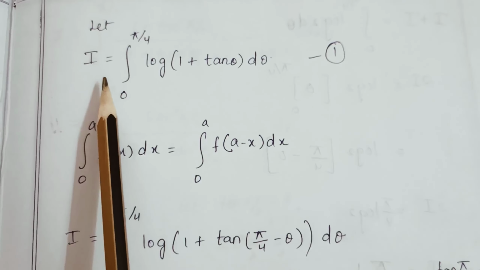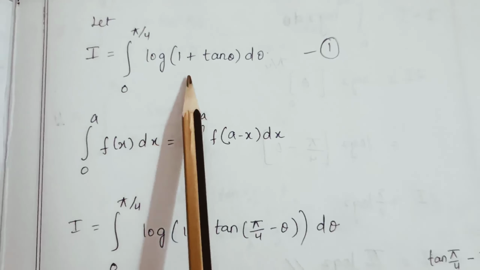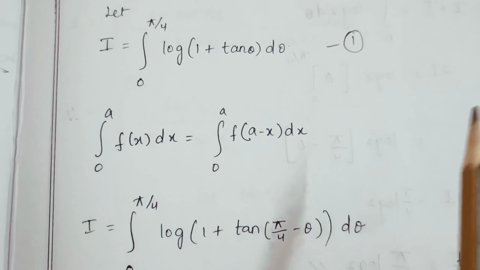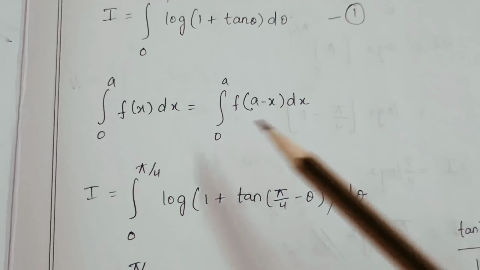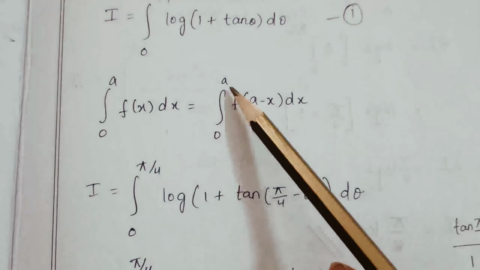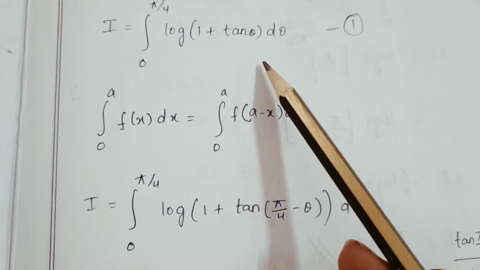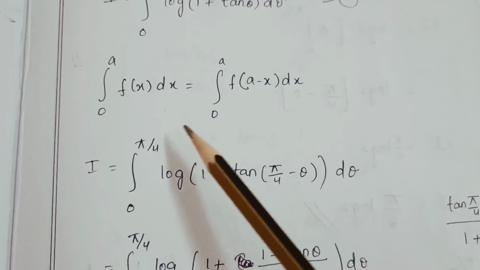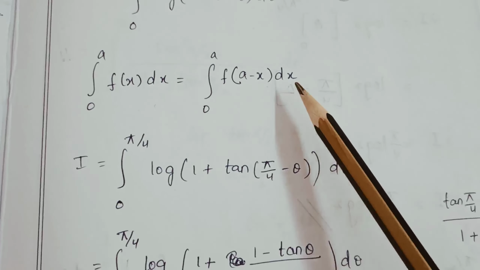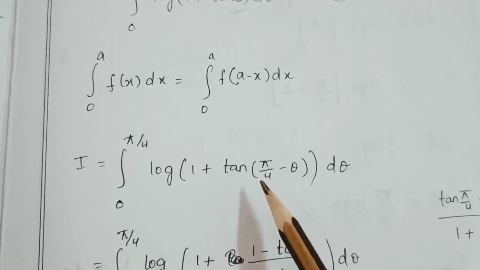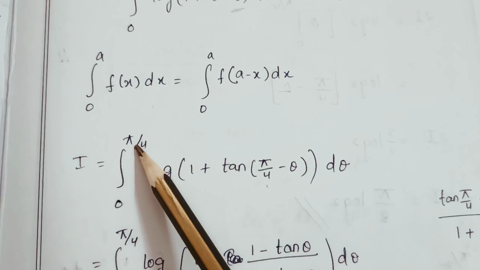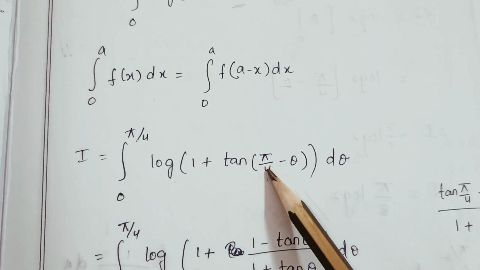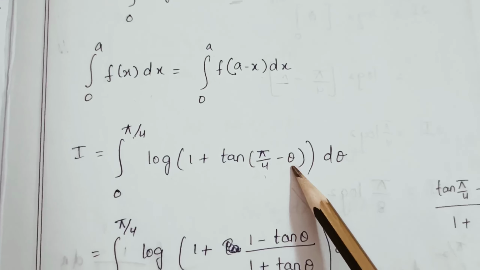Now let I be equal to the integral from 0 to pi by 4 of log(1 plus tan theta) d theta, first equation. Now again we have to use the definite integral formula: integral from 0 to a of f of x dx is equal to integral from 0 to a of f of (a minus x) dx. This is f of x, so in place of x we have to apply a minus x. Here theta is there, so in place of theta we use pi by 4, where a is pi by 4.